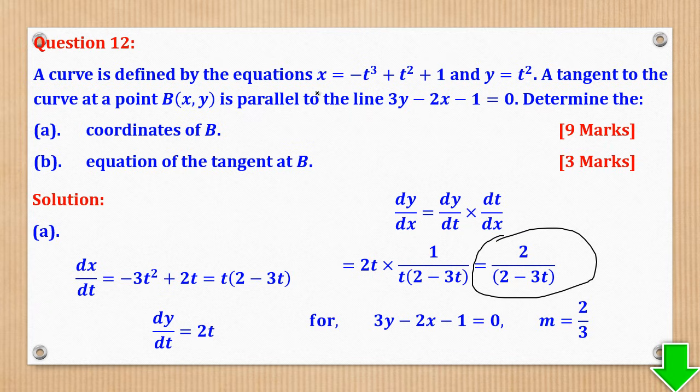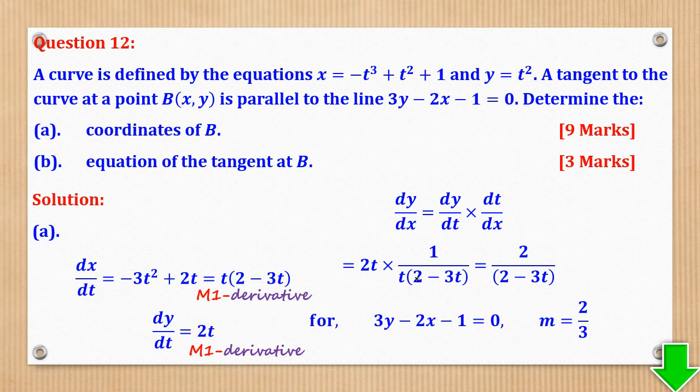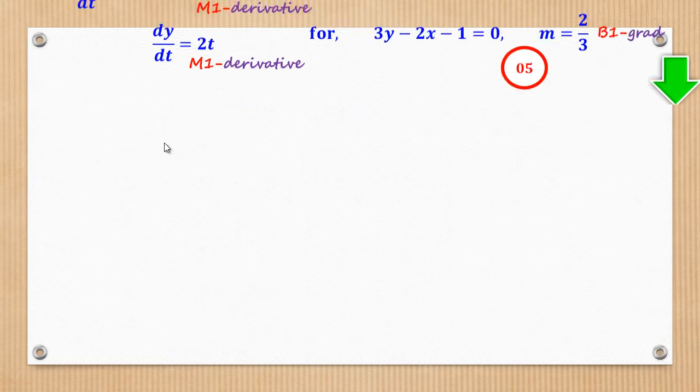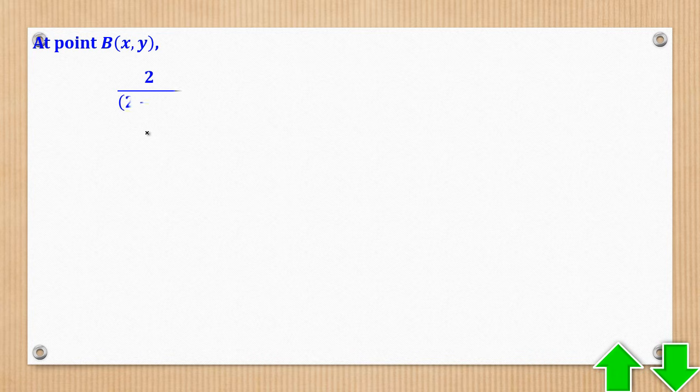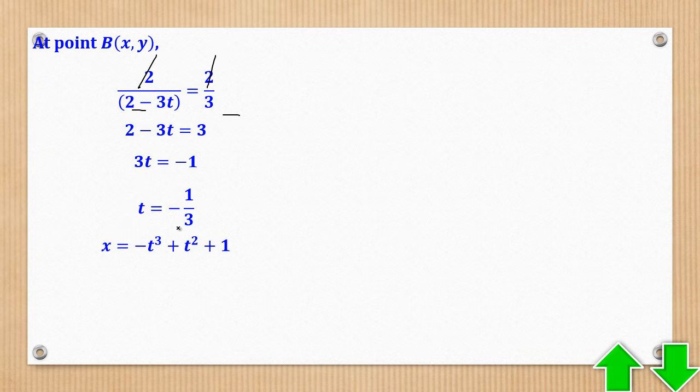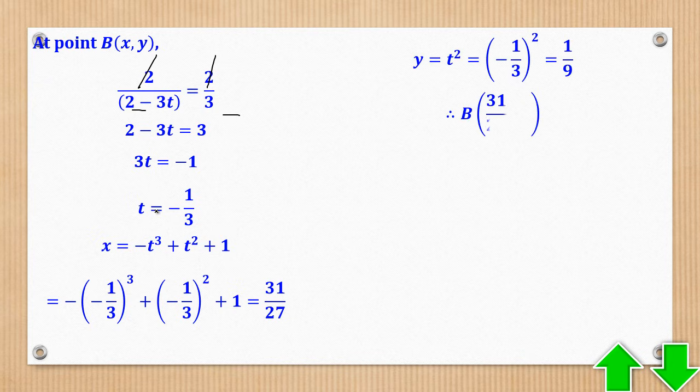But because the gradient of the tangent at this point B is parallel to this line, they should have the same gradient. So this line has a gradient of this. Meaning that I can now equate the gradient function to the gradient. So at that point, we have that. This goes with this, so remain with this equal to this. Then the value of t will be negative a third. When it is negative a third, I can get the value of x and also the value of y, and that will be the coordinate.